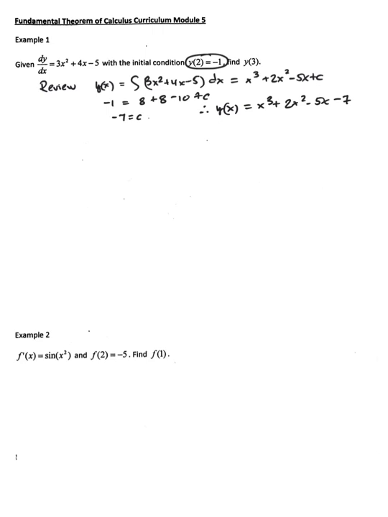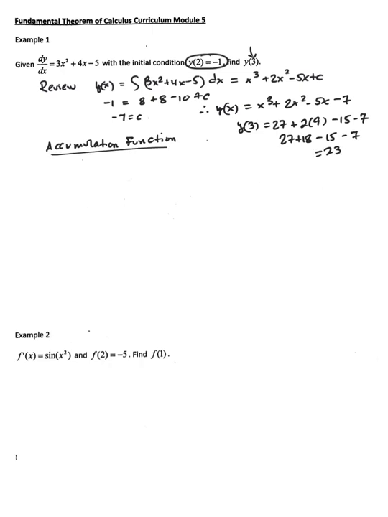Okay, so now I'm going to show you something called an accumulation function, which is another way to find, okay, so look at what my question is. My question is to find y of 3. So at this point, I would have to substitute in 3. So I'd get 27 plus 2 times 9 minus 15 minus 7, right? So 27 plus 18 is 45, minus 15 is 30, 30 minus 7 is 23, right? So the accumulation function will allow you to find y of 3 without going through all this work.